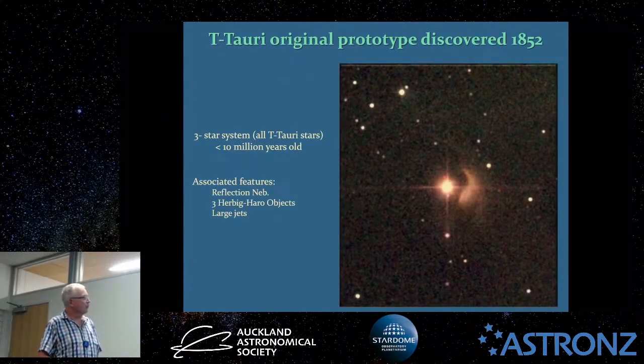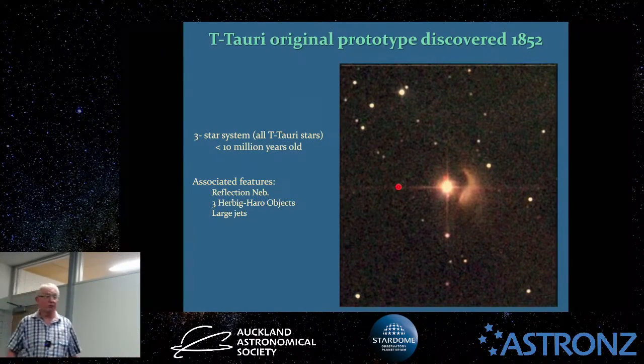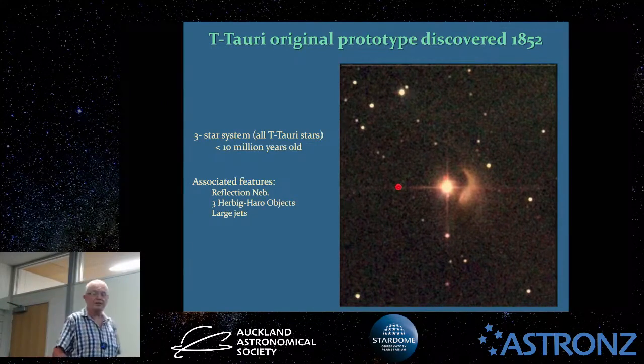Okay, so let's have a look at some. That was the first prototype in the constellation Taurus. It's a 3-star system. They're all T Tauri stars, less than 10 million years old. And here's a reflection nebula here. It's not so obvious, but that's a reflection nebula. You can't see it so well here, but if you look close up, you can see the jets out here, and there's little clumps out here, 3 Herbig-Haro objects with large jets. And of course, if you did your temperature on that, it would be somewhere between 2,000 and 8,000 degrees, and you know that's a T Tauri star.